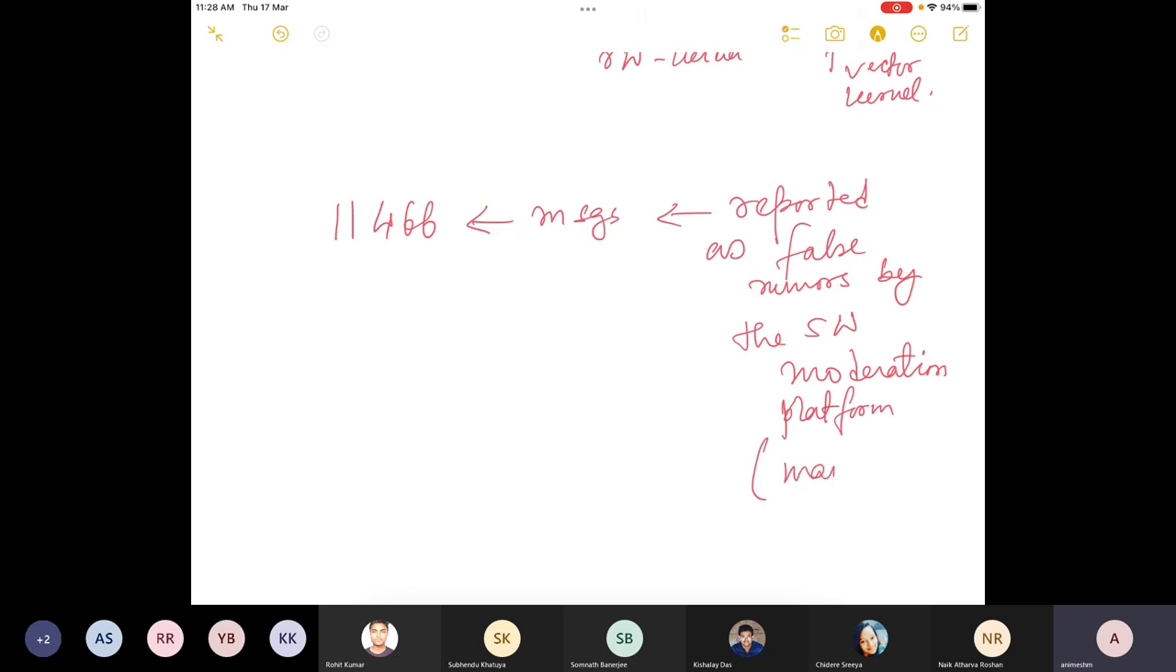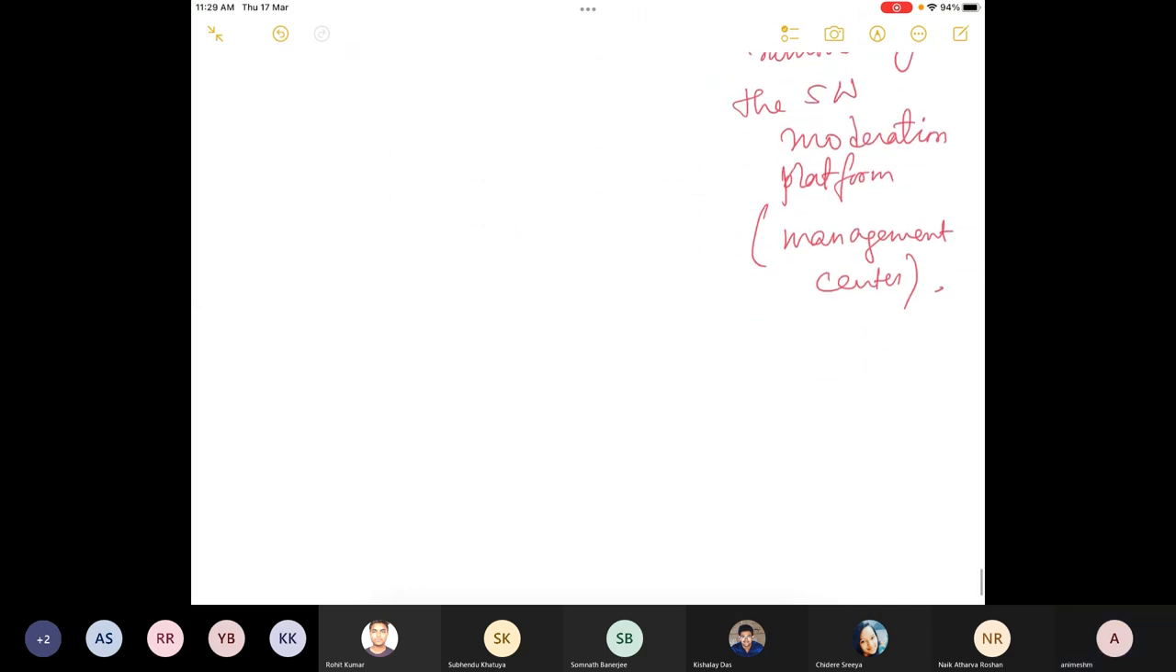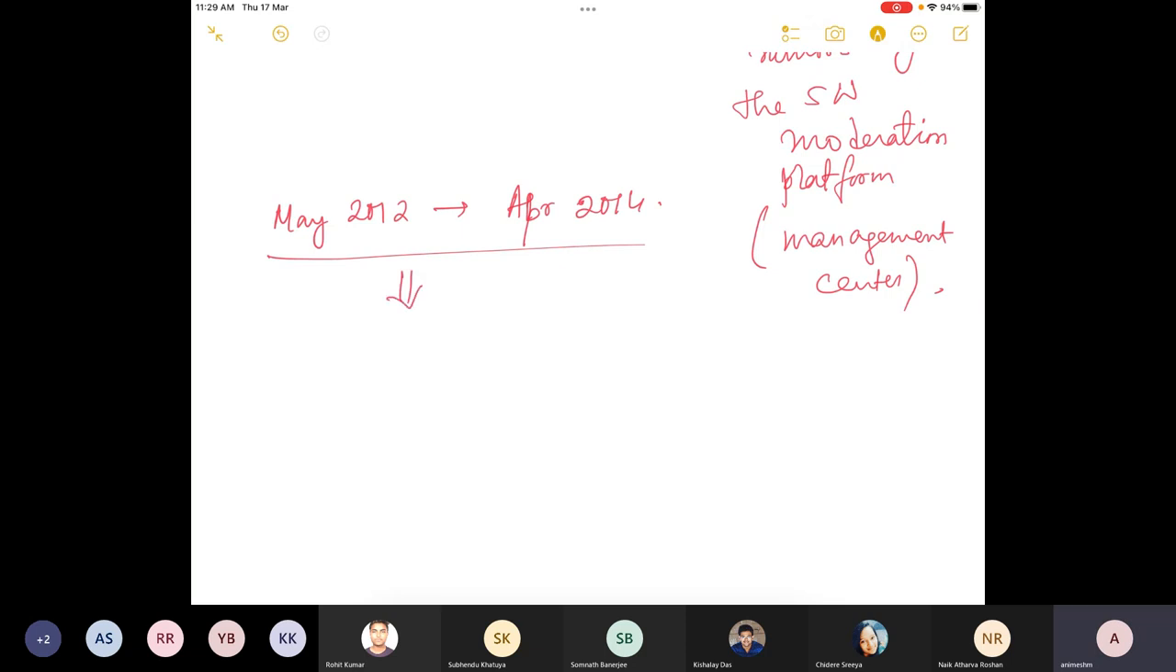So they have a management center which assigns a flag with a message if that message is found to be a false rumor. Okay. So now they collected this dataset in the time period May 2012 to April 2014. Within this time period, they had 11K posts.